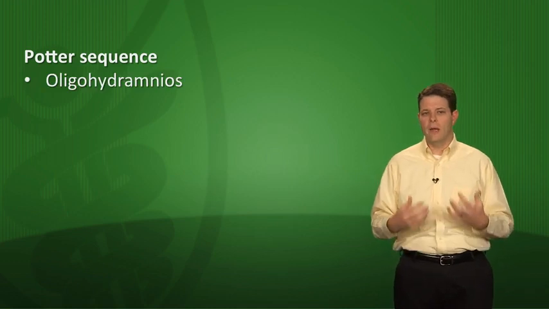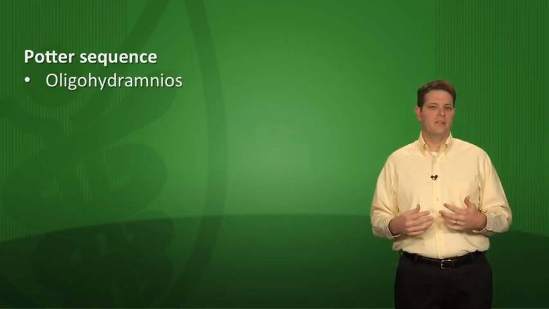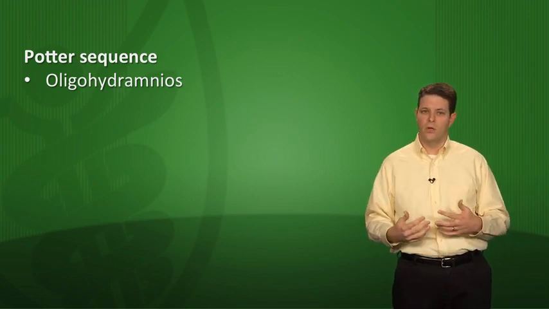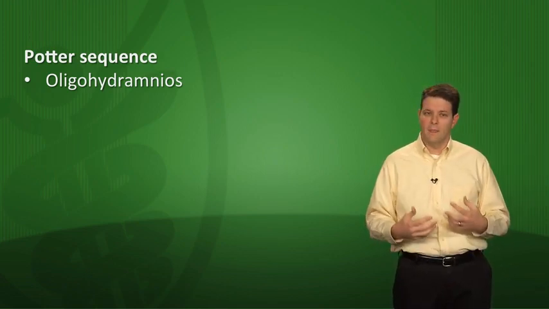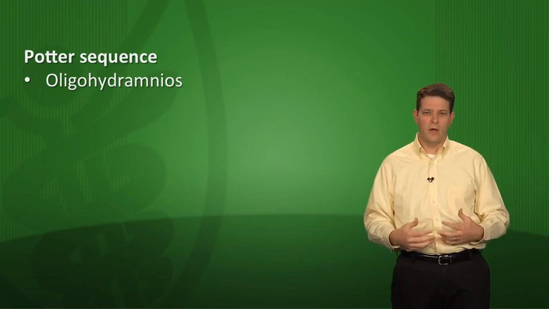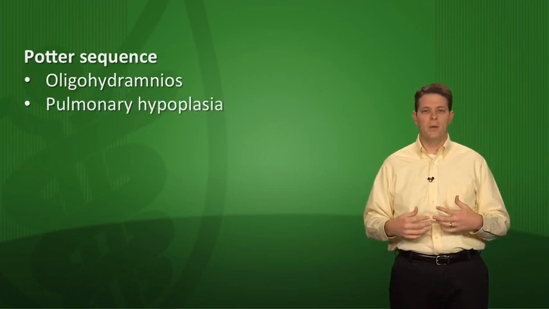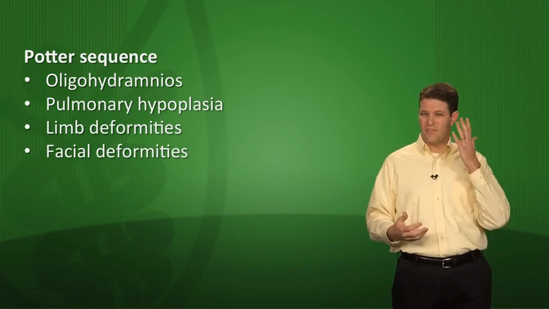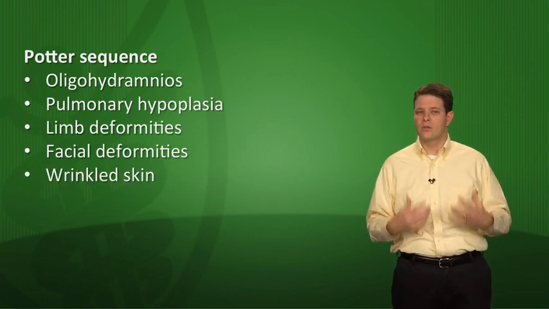So without kidneys, the baby's going to have oligohydramnios. Amniotic fluid is basically fetal urine, right? So if there are no kidneys, there will be no urine and therefore no amniotic fluid. But amniotic fluid is important. Without amniotic fluid, there's going to be pulmonary hypoplasia and limb deformities and facial deformities like a flattened face and also wrinkled skin. Now, obviously, this constellation of findings could be seen with any type of severe oligohydramnios. It isn't specific to renal agenesis.